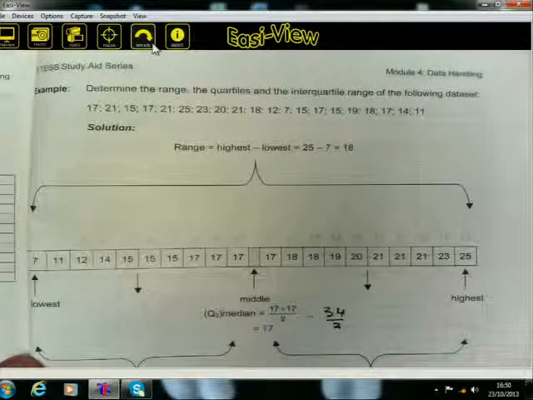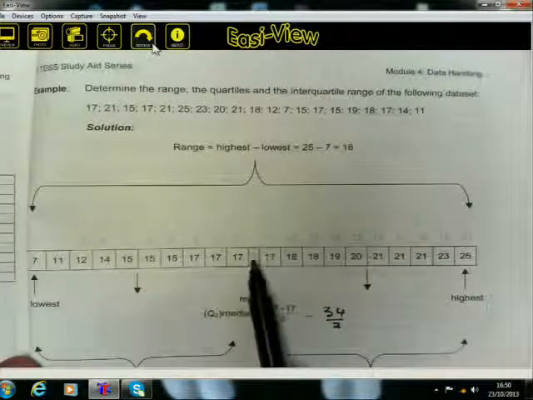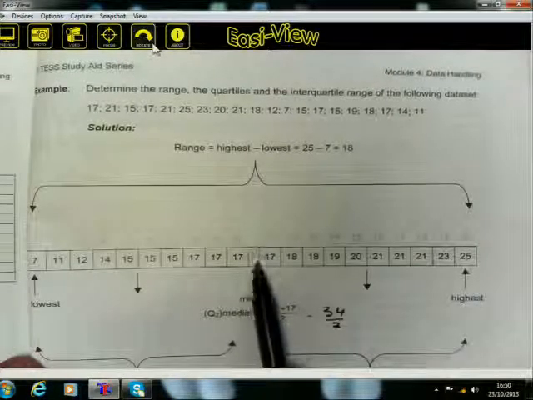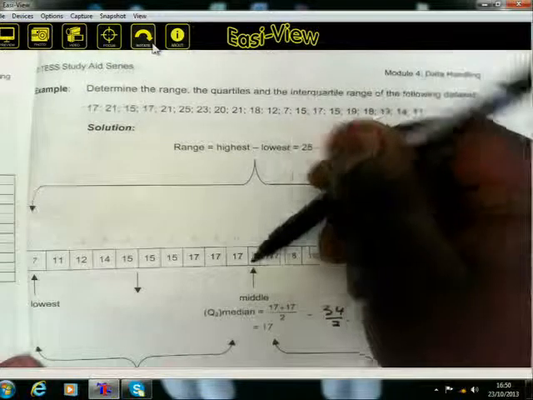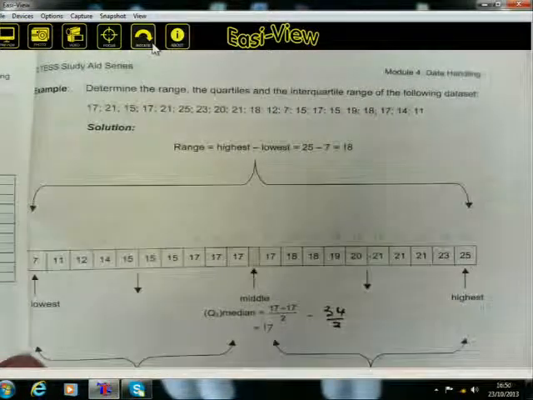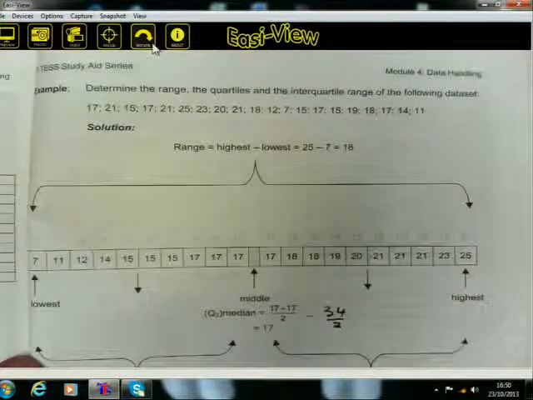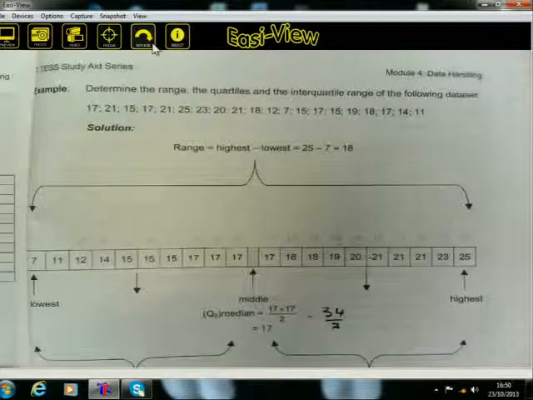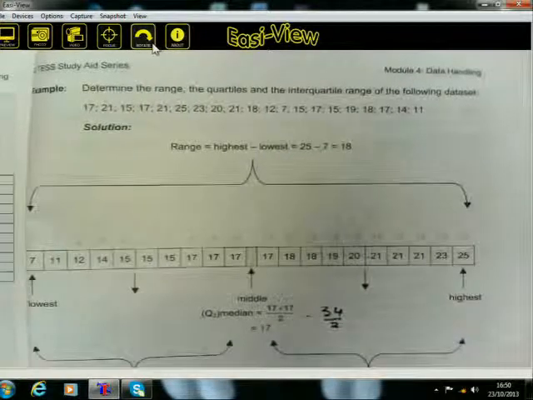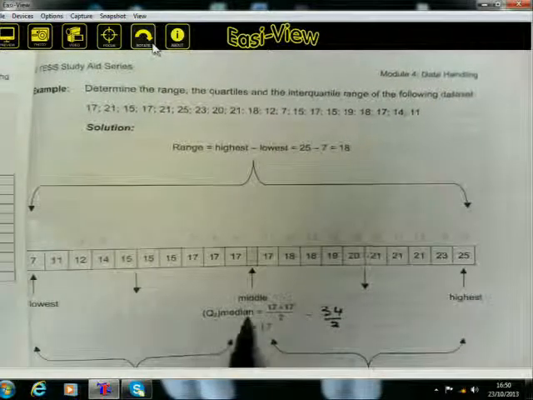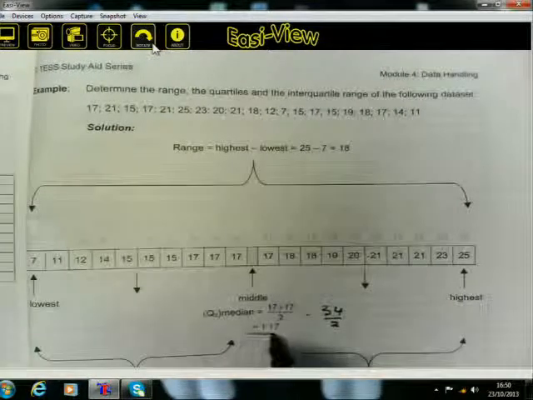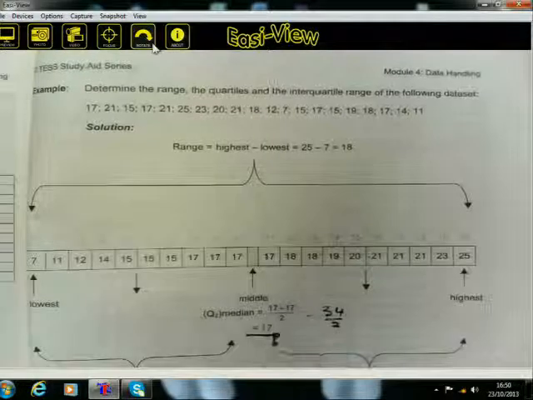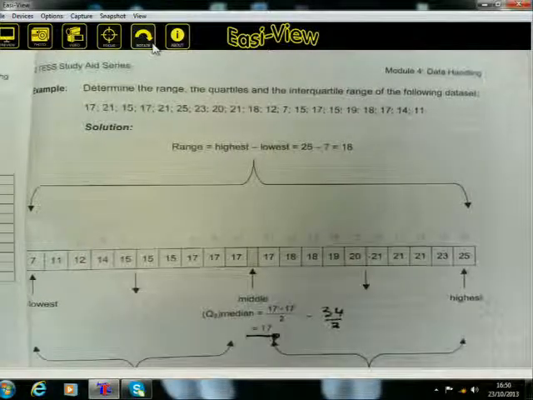Now you see, I make a space here to show you there must be a number here. What must that number be? That's 17. Now, remember Q2, which is our median, it's 17 plus 17, and then it's 17. That's our answer.